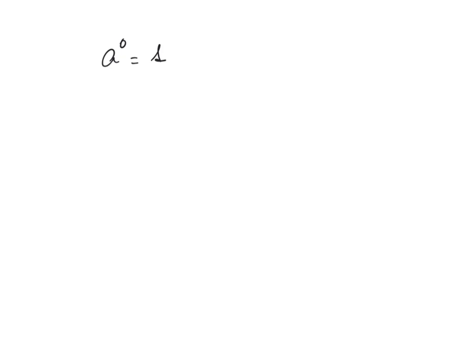Last thing, when we have a number, any number to 0, what we have is 1. It is not 0, it's 1. Where does this come from? For example, we have 3 to the second over 3 to the second. If we write these powers in multiplication form, we have that 9 over 9 is 1, right?